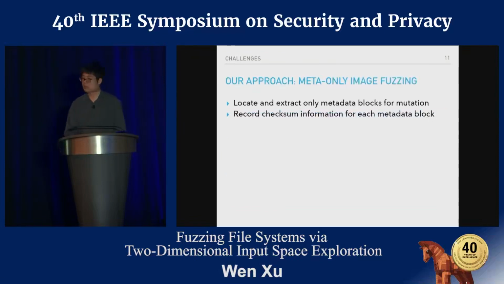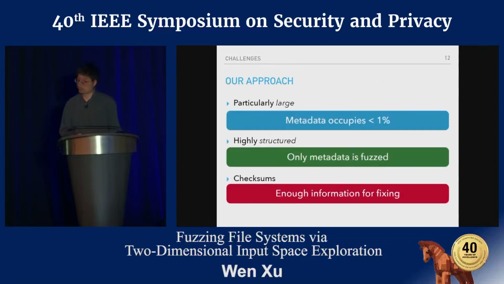That's why we propose our approach, which is metadata-only image fuzzing. Simply put, we locate and extract all the metadata from a seed image, and during mutation, we only mutate it. By doing this, we suffer from much less I/O cost, because metadata occupies only a small portion of a disk image. Also, only metadata is mutated, and because we accurately locate all the metadata on a disk image, we can easily fix the checksums after each round of mutation.